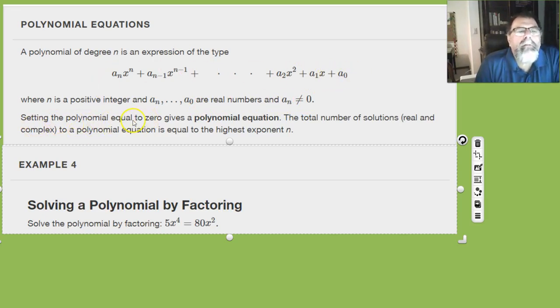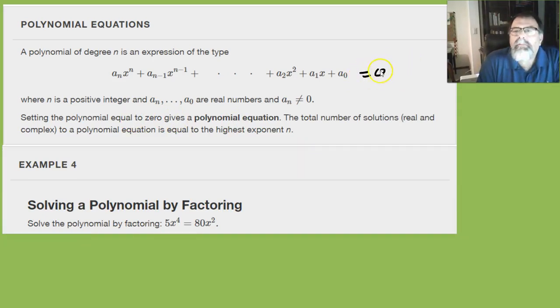Now, setting this polynomial equal to 0 gives a polynomial equation. So you just put equals 0 after. The total number of solutions, real and complex, to a polynomial equation is equal to the highest exponent n. So if this had degree n, let's say it's 5, it's going to have 5 solutions for the equation equal to 0. Now the one thing that they left out is that it's the total number of solutions counting repeated solutions. So when we do example 4, it will have 4 solutions, but there may be repeated solutions. So you might have like 1, 2, twice, right? That would count as 2 solutions, even though it's just one unique solution.